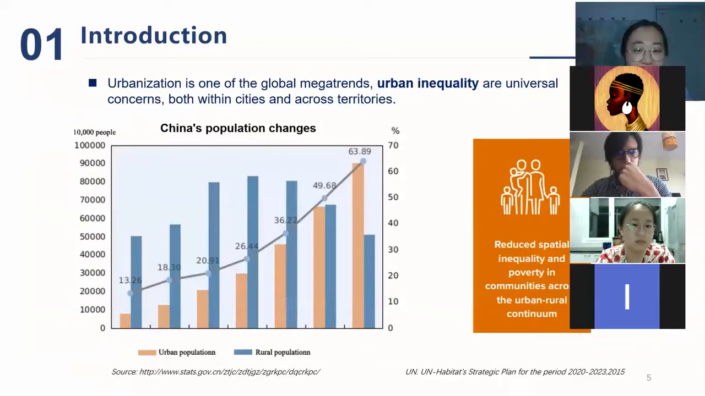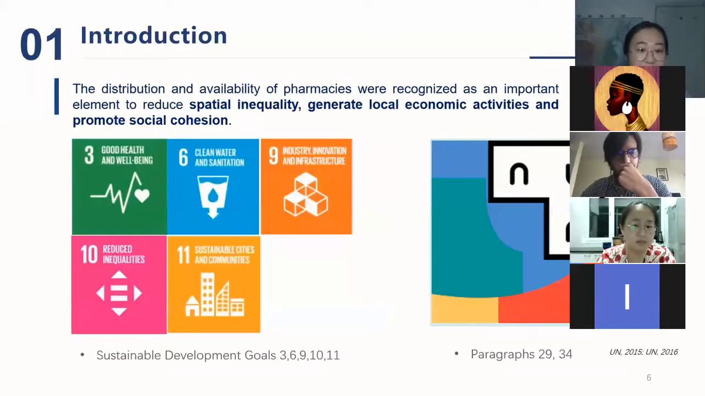Reduced spatial inequality has been one of the reinforcing goals of UN Habitat's strategic plan for the period 2020 to 2023. The distribution and availability of premises were recognized as an important element to reduce spatial inequality, generate local economic activities, and promote social cohesion. Appropriate spatial allocation of premises is a significant contributor to sustainable development and the new urban agenda.